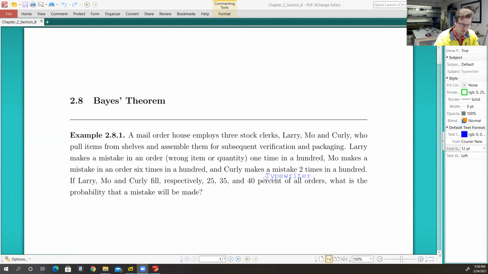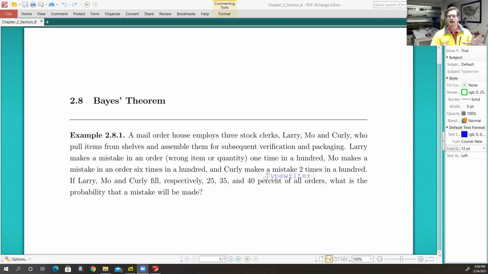All right. So Larry makes a mistake in an order 1 time in 100. Mo makes a mistake on an order 6 times in 100, and Curly makes a mistake 2 times in 100. So if Larry, Mo, and Curly fill respectively 25, 35, and 40% of all orders, what is the probability that a mistake will be made?